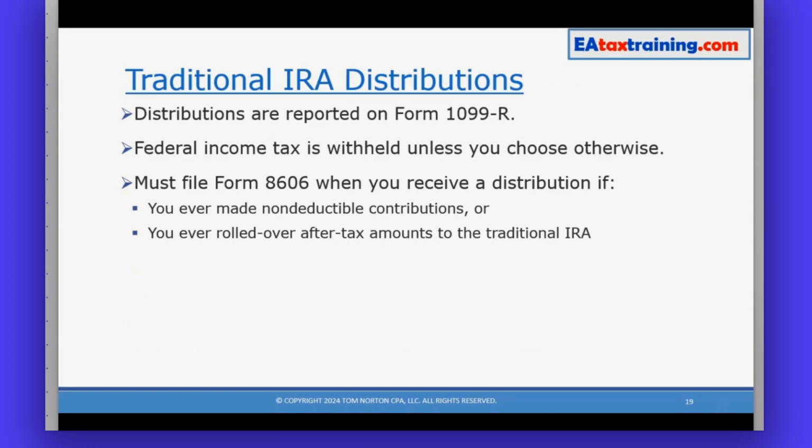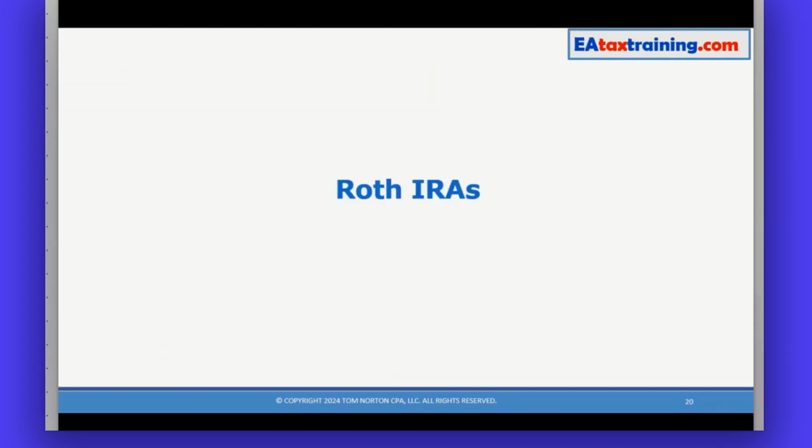And you must file a Form 8606 if you receive a distribution that includes any non-deductible contributions that you made through the years, or if you ever rolled over into your traditional IRA any after-tax amounts, then you would also file Form 8606 with your Form 1040.